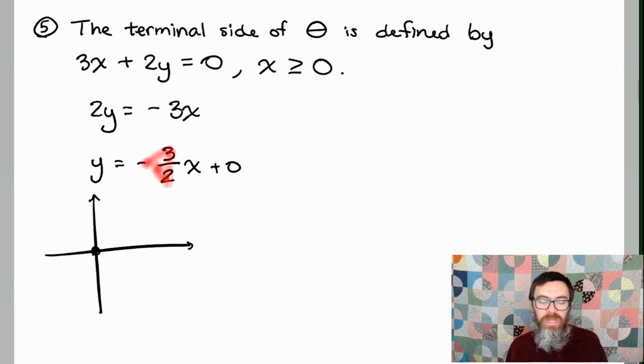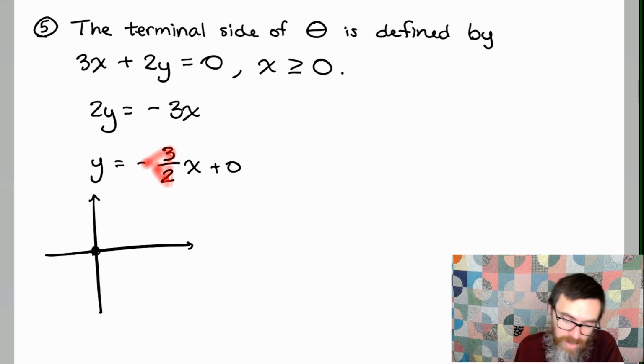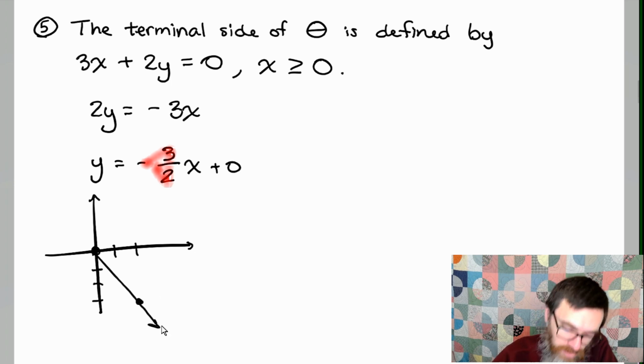And using the coefficient of -3/2, we can get another point that's on the line. Now, x is supposed to be greater than or equal to 0, so we know we're on the right side of the y-axis. So if I use that -3/2 and go down 1, 2, 3, and then over 2, I would have a point right here. So the angle that I'm looking at is going to look like this. The point that I'm going through is 2, -3.